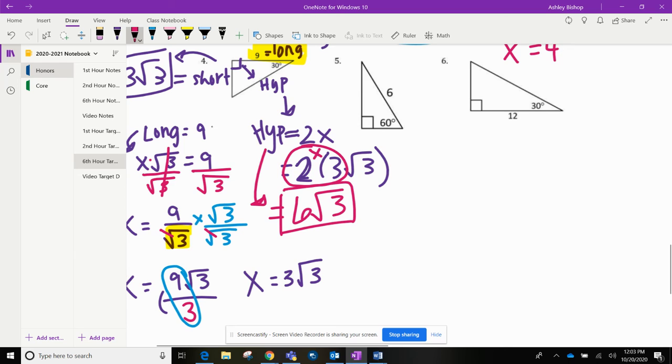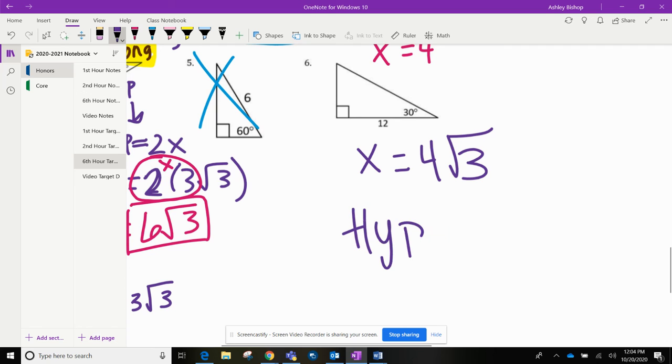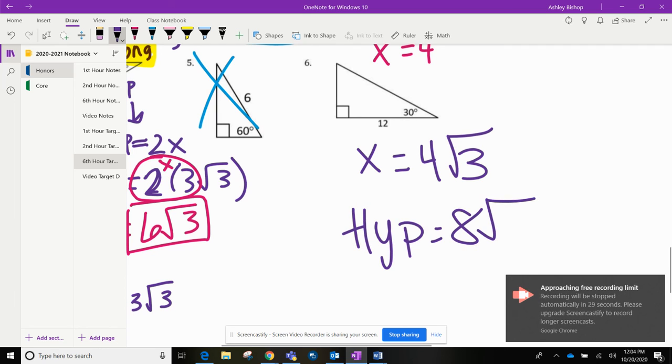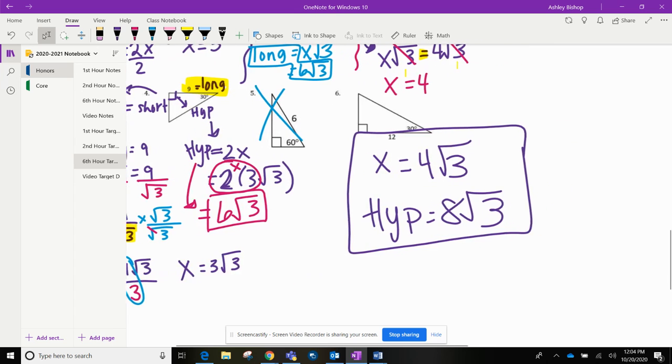I'm not going to show you how to do number 5, we skipped it in class. We did number 6, but I had the students try it themselves. So I would like for you to try number 6 yourselves, but I will give you the answer that you should have gotten. Your x should have been equal to 4 root 3, and your hypotenuse would have been equal to root 3. If you did not get these or are not sure how I got these, please pause this and let me know. Send me a picture of your work and I will happily help you.